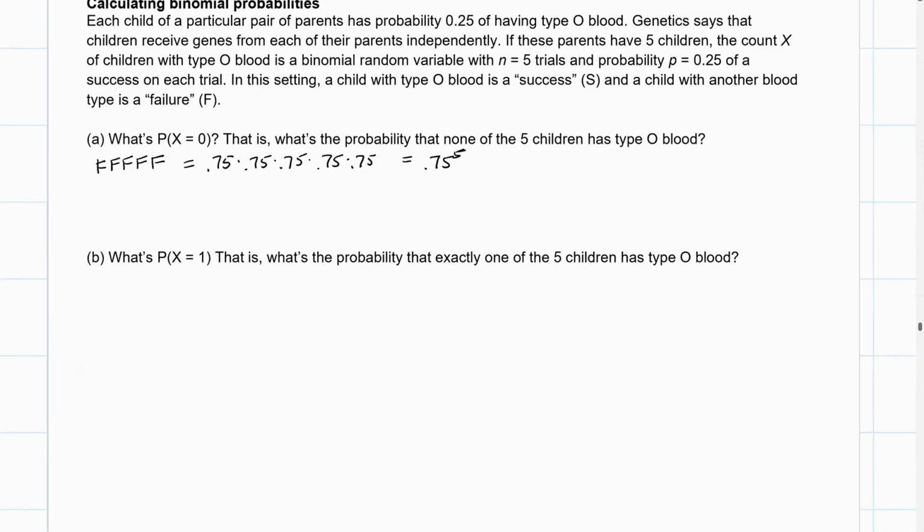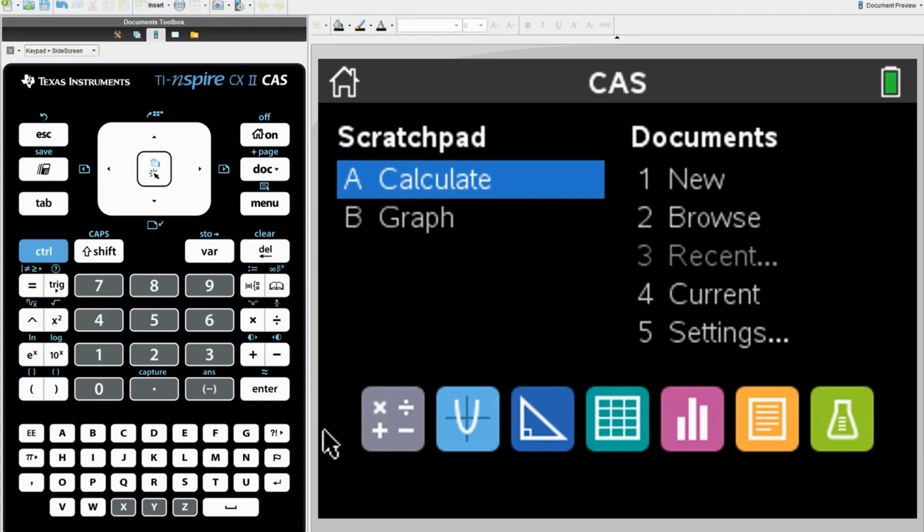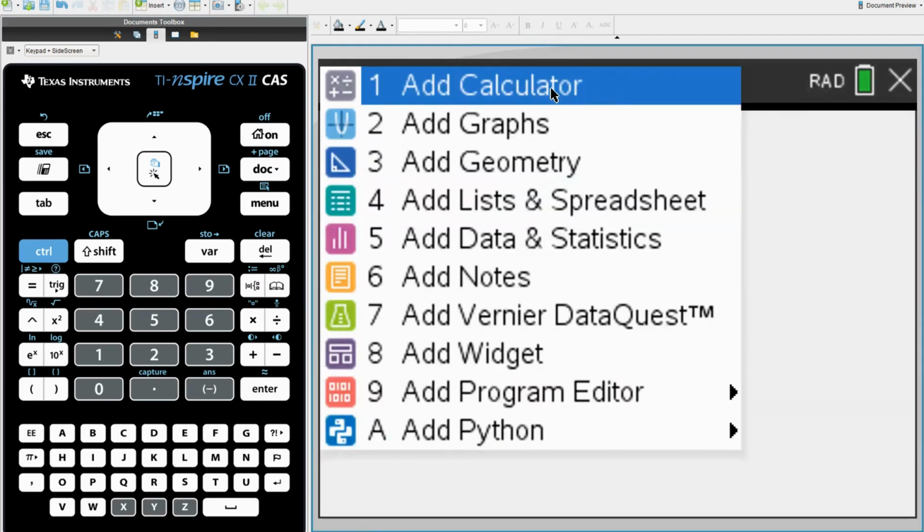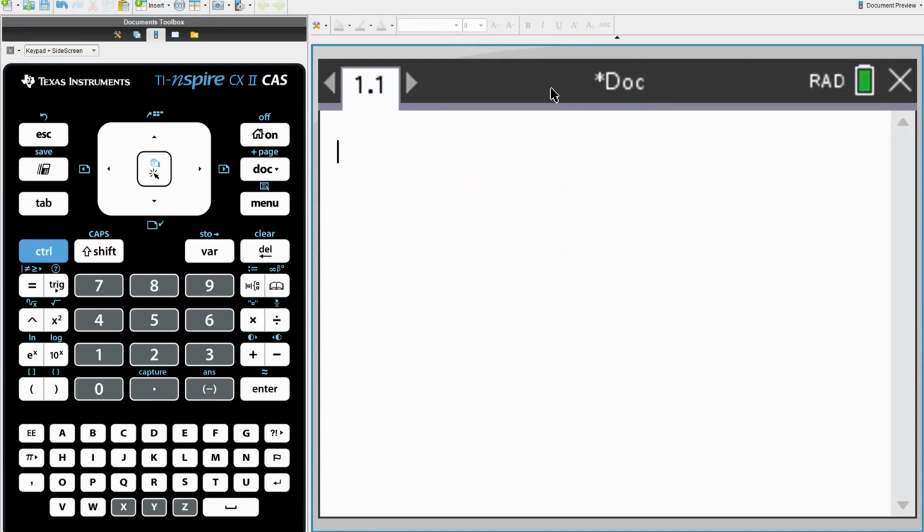So let's switch over to the calculator and do our calculations. Start a new document, open up a calculator, and we get 0.75 to the fifth power and 0.2373.